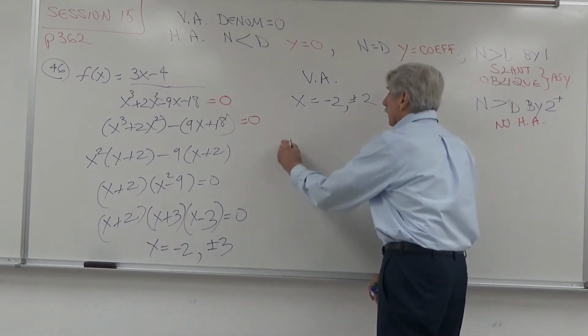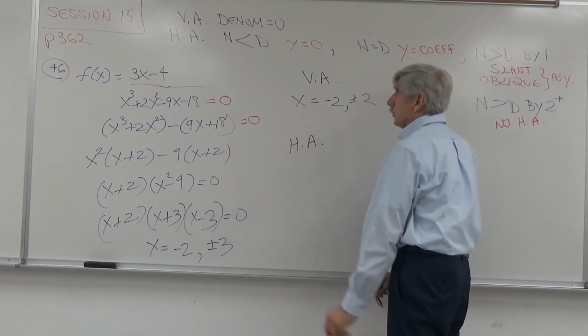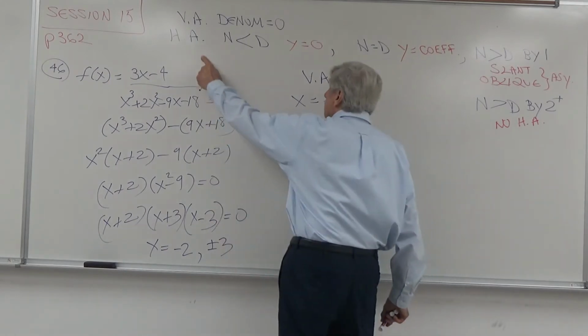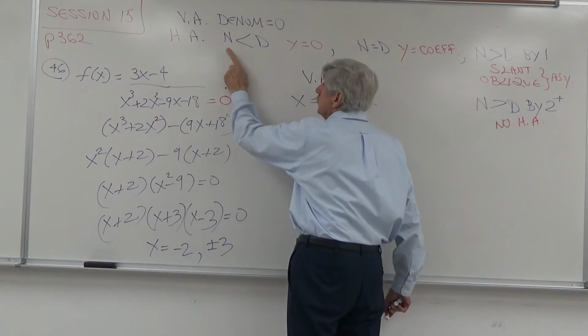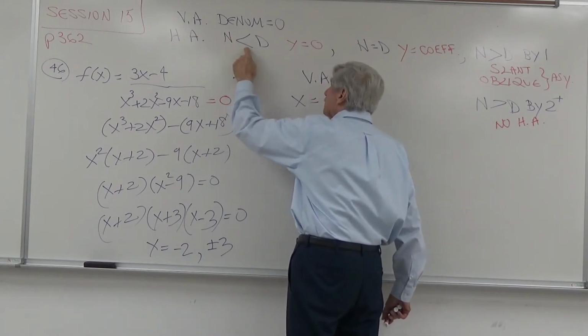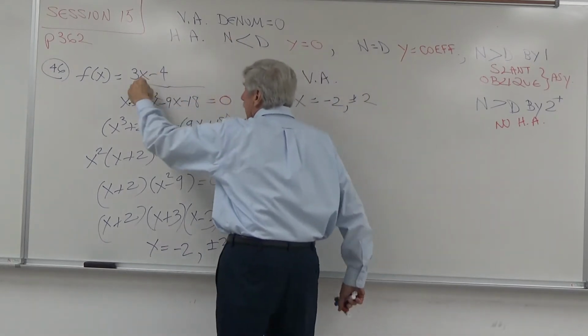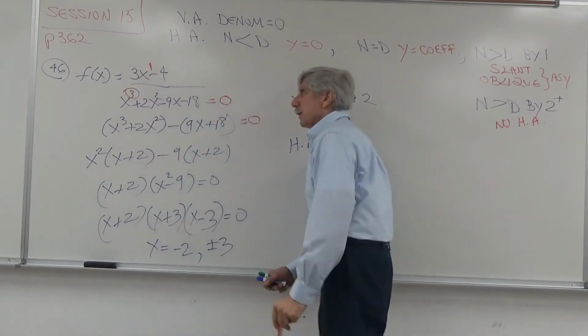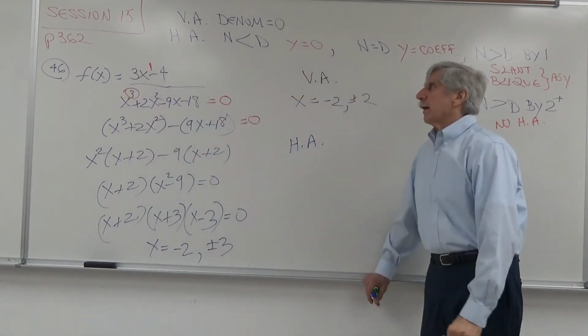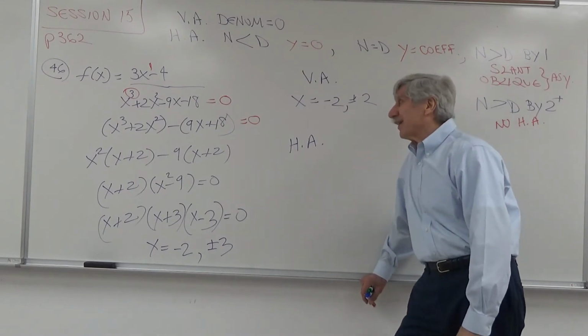Horizontal asymptote, let's see how it conforms to our definition. The horizontal asymptote depends on the degree of the denominator. Is the degree of the numerator less than the degree of the denominator? The numerator is here, its degree is 1. The denominator has exponent 3, so degree 3.